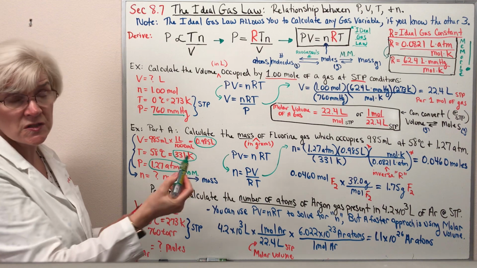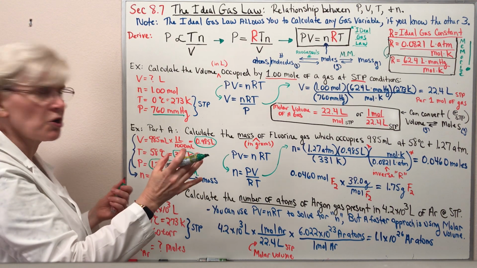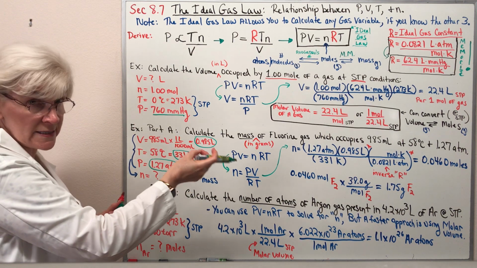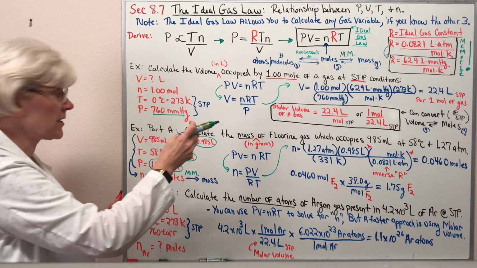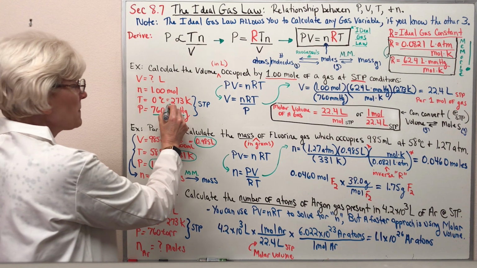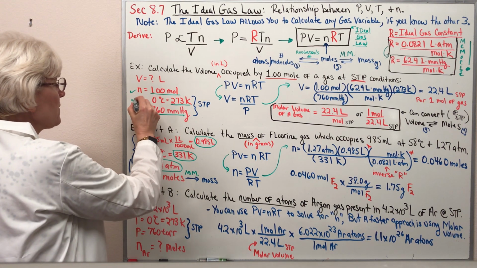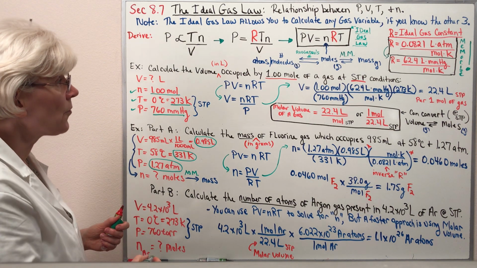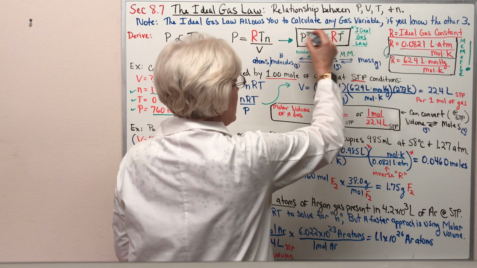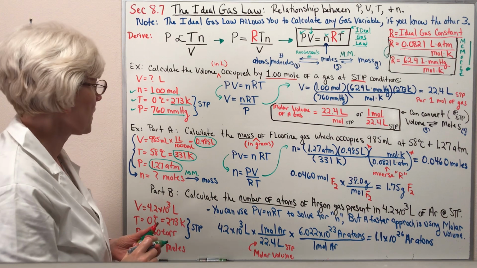And I just chose the 760 millimeters of mercury unit here, totally arbitrary. It could be any form of standard pressure: 1 atmosphere, 760 torr, or 760 millimeters of mercury. Any of them would be fine. So we have 3 variables of the 4 in the ideal gas law. We have an n, a T, a P. We should be able to solve for volume.